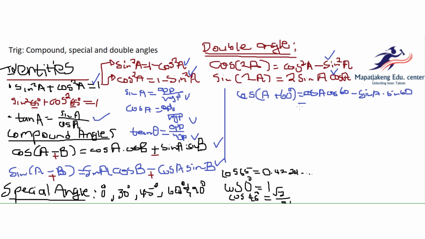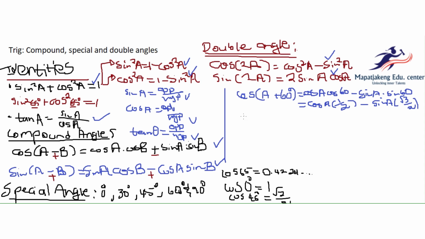Then this will lead to what? This will lead to being cos A multiplied by, in brackets, we know what cos 60 is. You can use the calculator. It tells us it's 1 over 2. Then we just substitute with 1 over 2, minus sine A, we don't know. Then sine 60. What is sine 60? It tells us that is the square root of 3 over 2. Then in this case, it's simplified. Cos A and sine A are not like terms, so you just leave it like this.